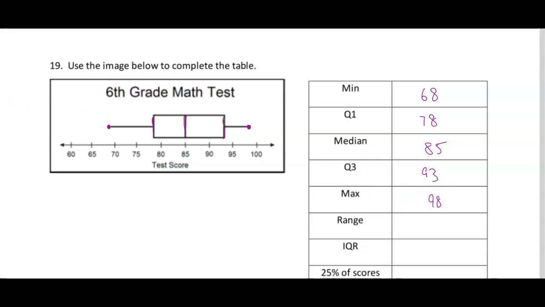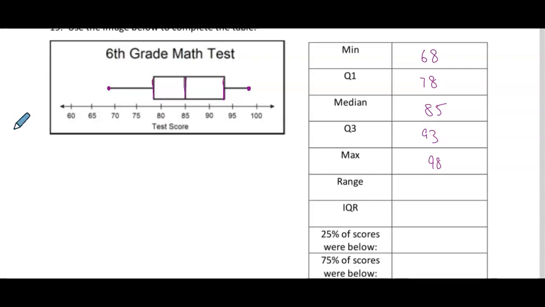Once you have those 5 numbers, everything else can be calculated off of them. So the range would be from bottom to top. So it's 98 minus 68, which is 30. The IQR stands for interquartile range. So between the quartiles, it's going to be 93 minus 78, and that's 15.